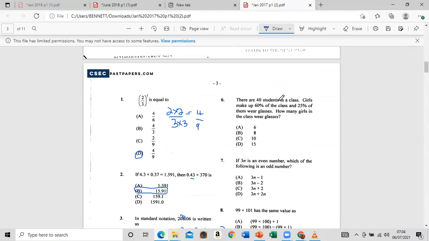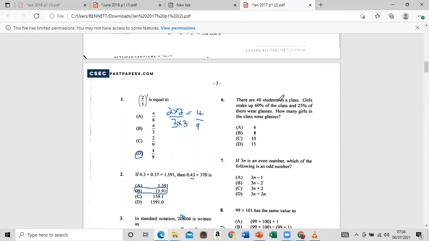Alright, there are 40 students in a class. Girls make up 60% of the class, and 25% of them wear glasses. How many students wear glasses? Again, we've worked this many times, we are still working. So it's 60%. We need to find what is 60% of 40 to find out the number of girls.